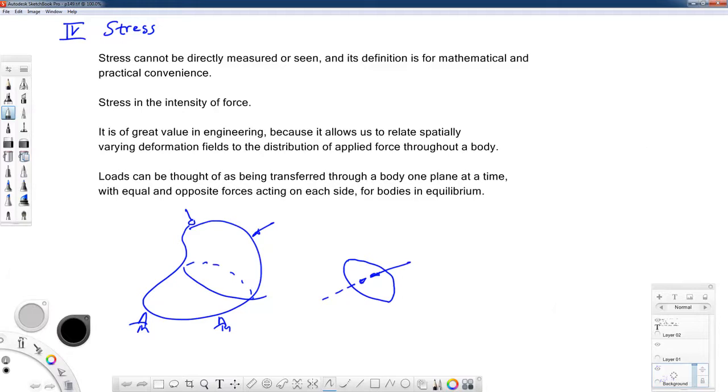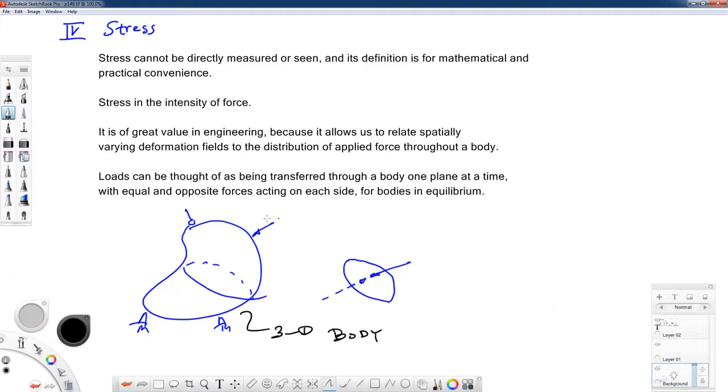And stress has come about through these loads. Loads can be thought of as being transferred through a body one plane at a time with equal and opposite forces acting on each side for bodies in equilibrium. And so what I have in this picture is something you'll often see in elasticity books. This is an arbitrary three-dimensional body. Looks like a potato, but that potato shape is supposed to represent any kind of specific three-dimensional body that we want, like an I-beam or a plate or something like that.